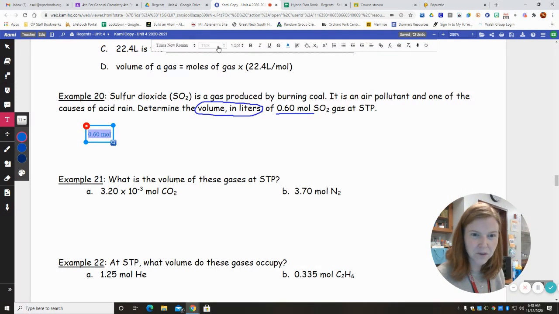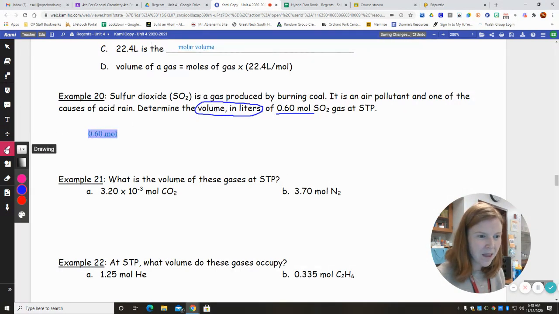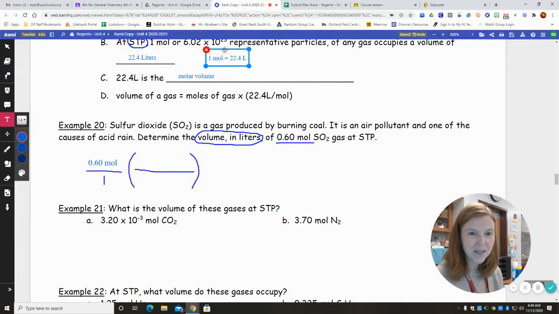Get this back to the size that I want. Here we go. As always, start by putting that number over 1. Next, you are going to multiply that by a conversion factor turned into a fraction. Now our conversion factor this time is going to be this right here.